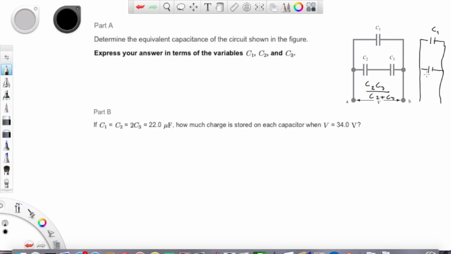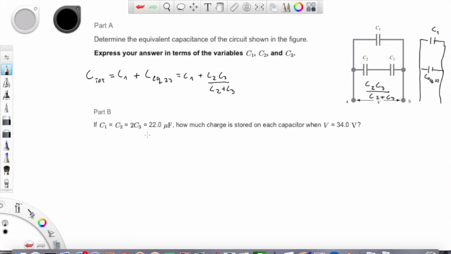Now our equivalent capacitor situation looks like this. We have C1 here, and here we just calculate the C equivalent of 2 and 3, and now these two are in parallel, so that's easy. Their combined capacitance is just the sum of the two. So the C total would be C1 plus the C equivalent of 2 and 3, which is C1 plus C2 C3 divided by C2 plus C3.